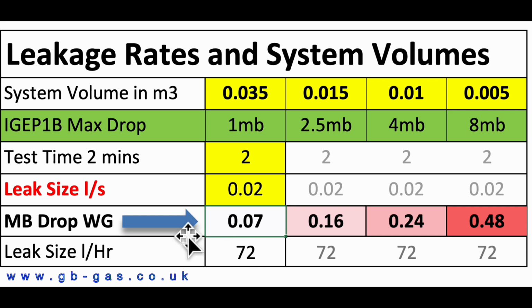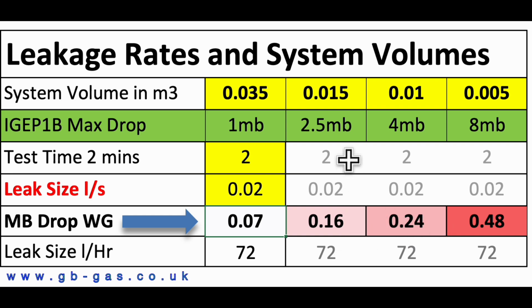However, the interesting part is in the millibar drop on the water gauge where the blue arrow is. You can see that for a smaller system, 0.005 system on the right hand side, my leakage rate that would show on the water gauge, because there is a smaller volume of gas in the system, is 0.48. So that's almost half a millibar drop that I would register at that point. If the system was up at the 0.01, then I would be recording a quarter millibar drop. So that becomes a no discernible drop, that quarter millibar.